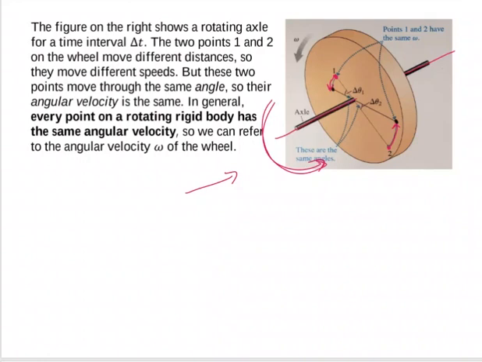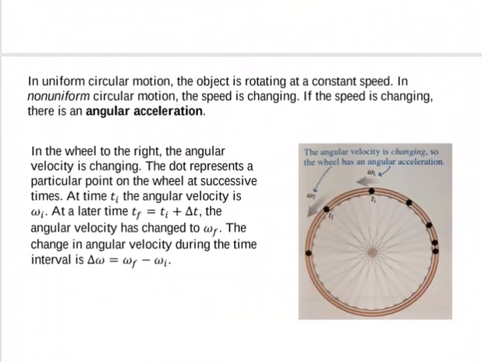So delta theta 1 would be greater than delta theta 2, although the entire wheel is turning at the same omega. The angular velocity is the same for the entire wheel. Point 1 is turning faster than point 2, okay? Because they have to be in order for the entire wheel to stay together. Hopefully that makes sense. So the angular velocity, omega, is the same for every point on the rotating rigid body. Okay, so with that in mind, we can go on.